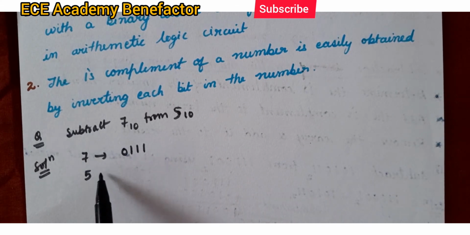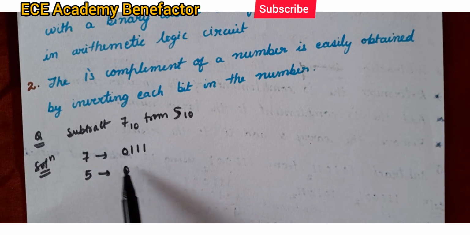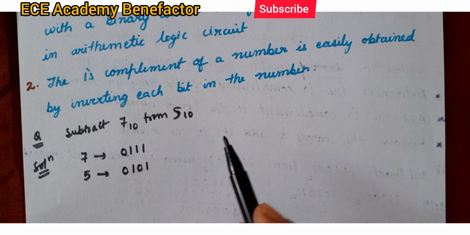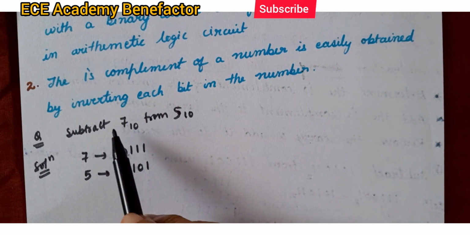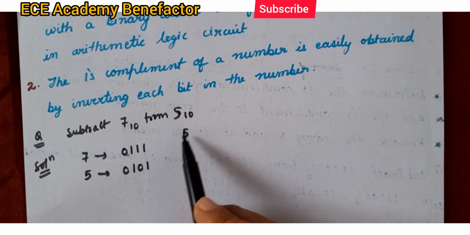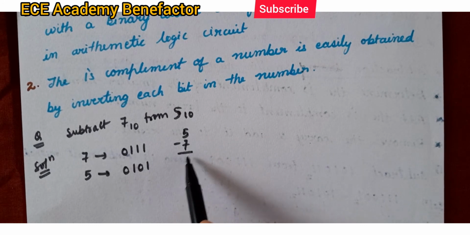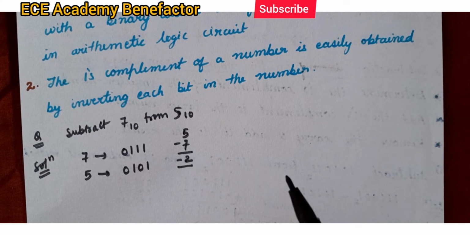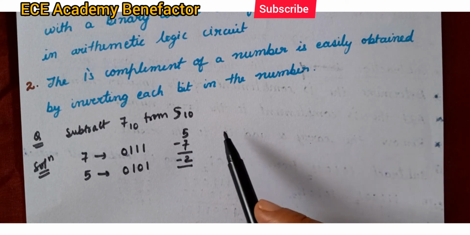And 5 in binary is 101. What we have to do here? We have to subtract 7 from 5. That is, we have to subtract 5 minus 7. So, what will be the answer? Minus 2. Okay, so let us do it.